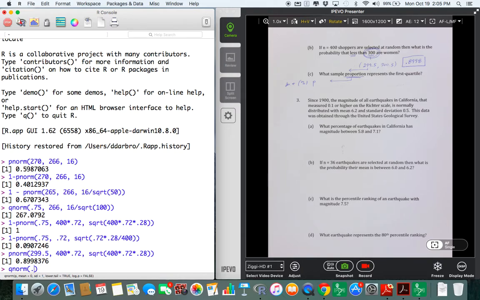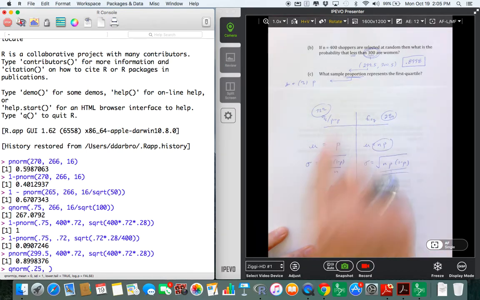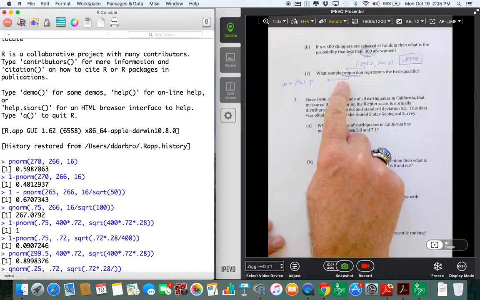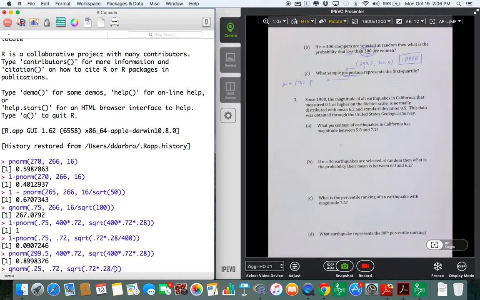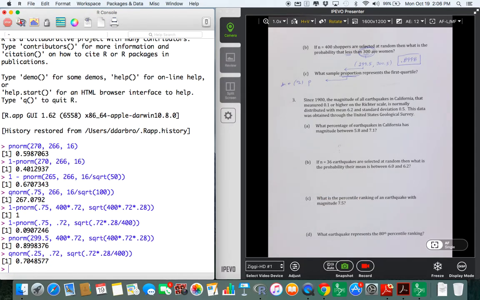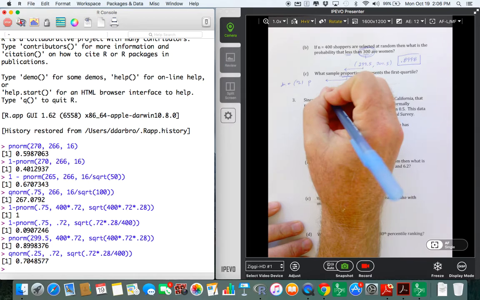So 25% represents the first quartile. My mean for this type of problem is just P, which we know is 0.72. That's given in the problem. And my standard deviation is the square root of 0.72 times 0.28 divided by the sample size, which we're assuming is 400 since that's been consistent through the problem. So guys, the sample proportion would be 0.7049.